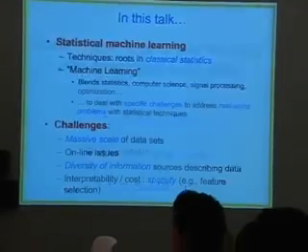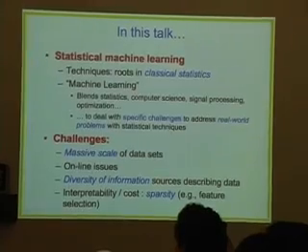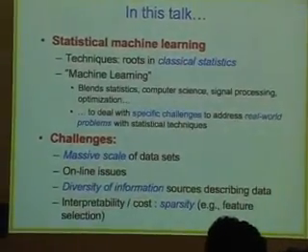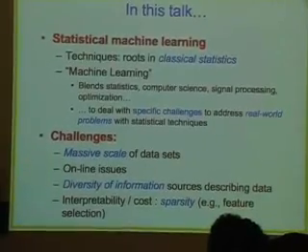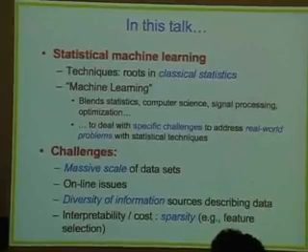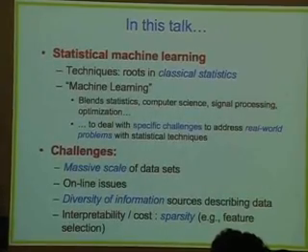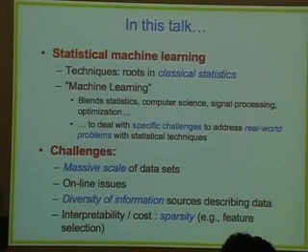So what I basically was saying is that I'm going to talk in this talk about the specific challenges that classical statistical techniques face when they try to deal with real-world problems. They involve massive scale of data sets, diverse information, and sparsity, which, for sparse algorithms, has important consequences both for interpretability of the algorithm but also for economical cost, and I'll talk a bit more about that later.